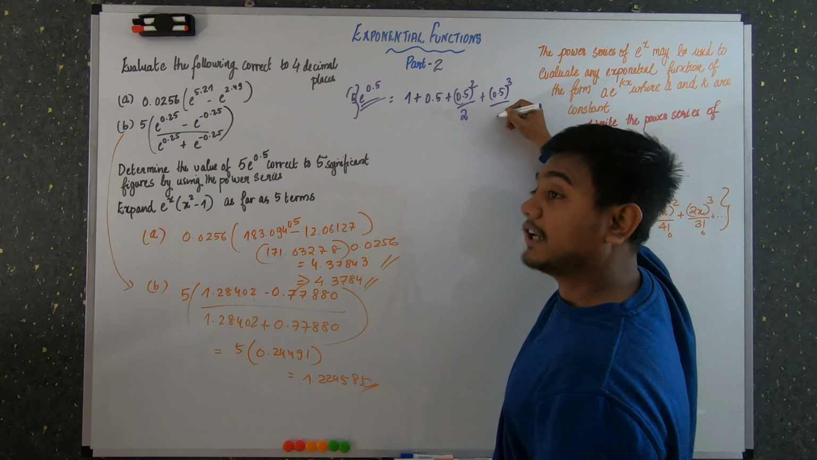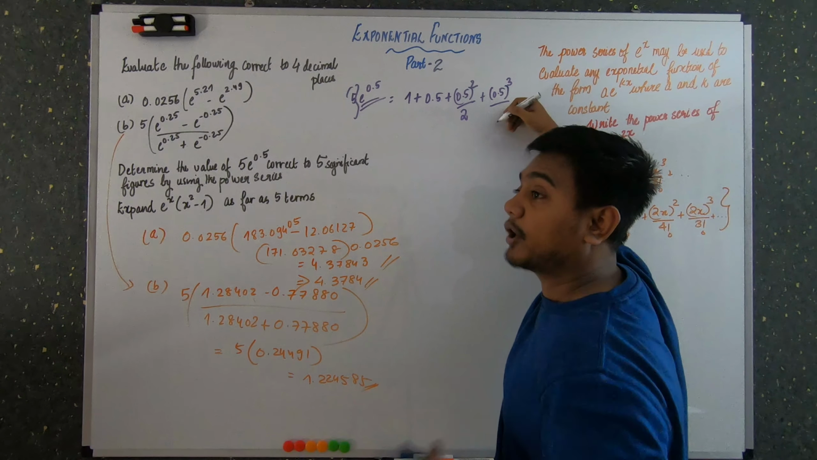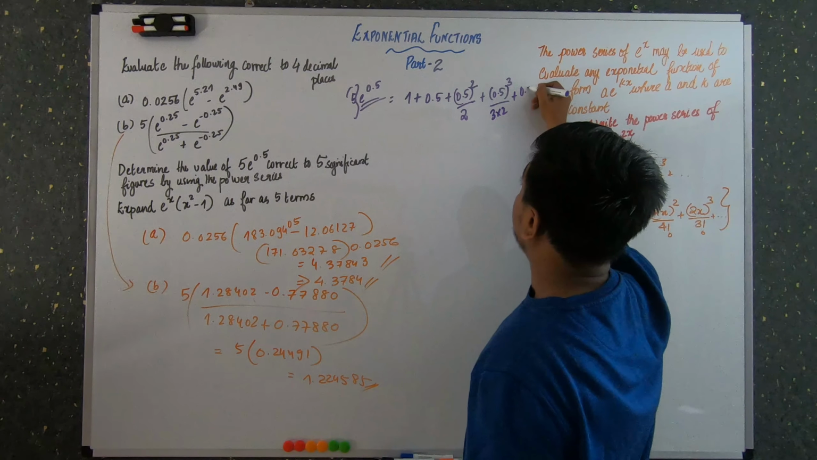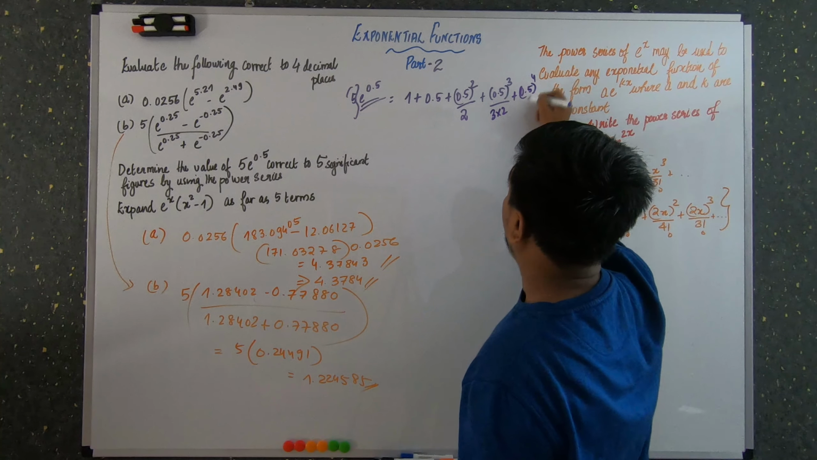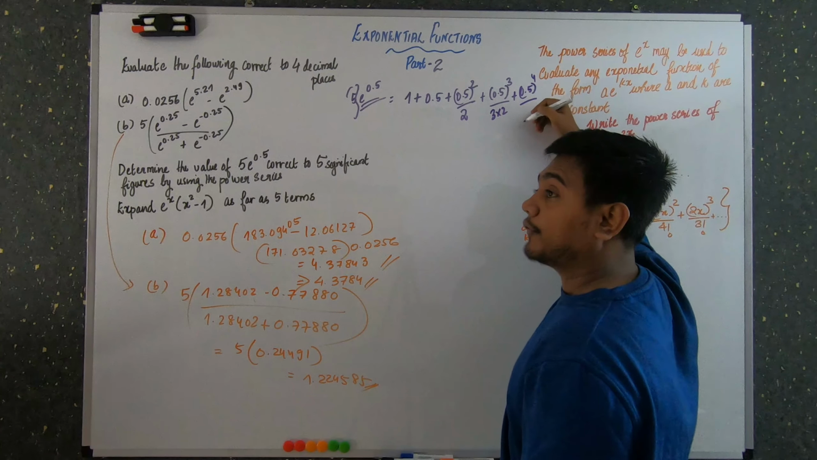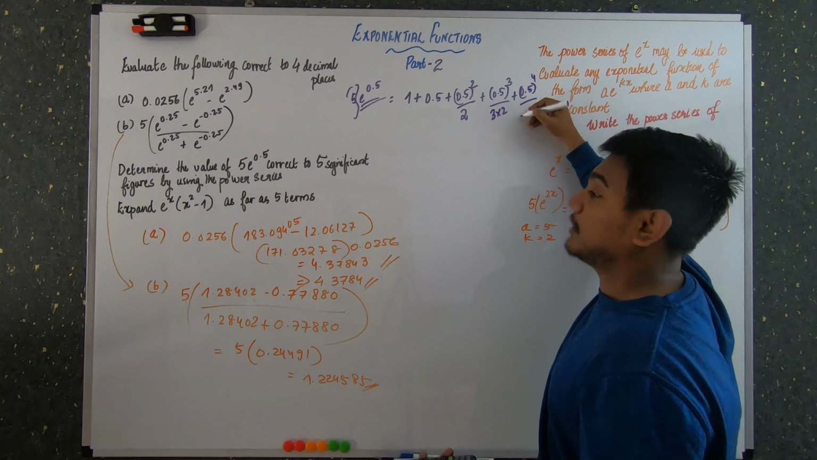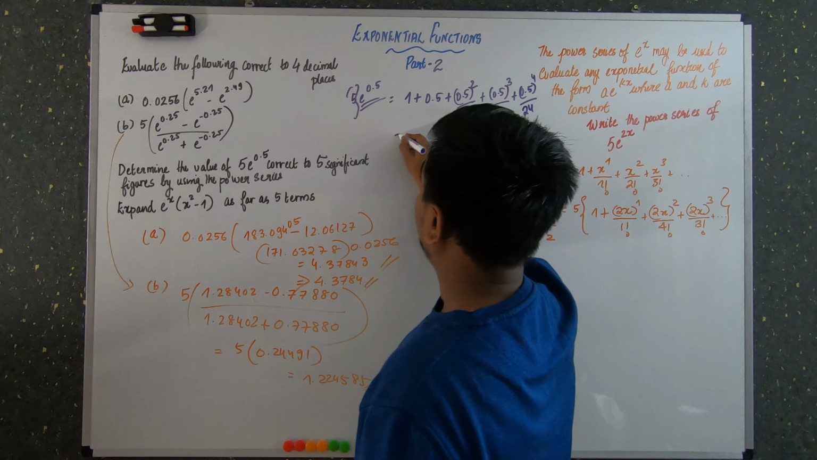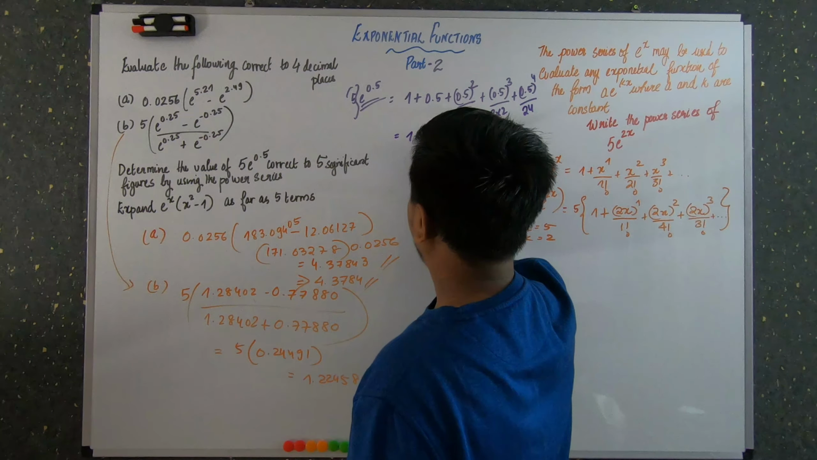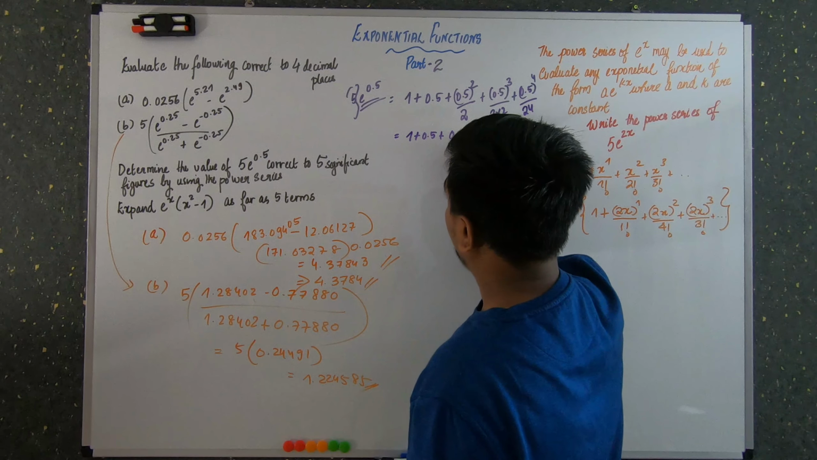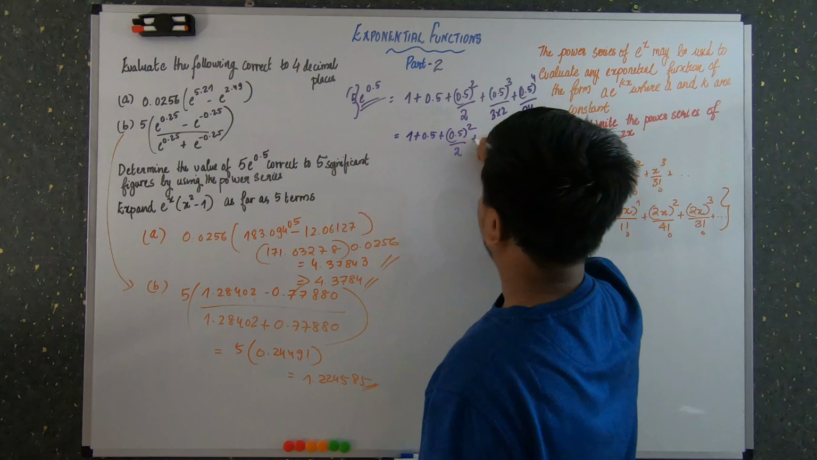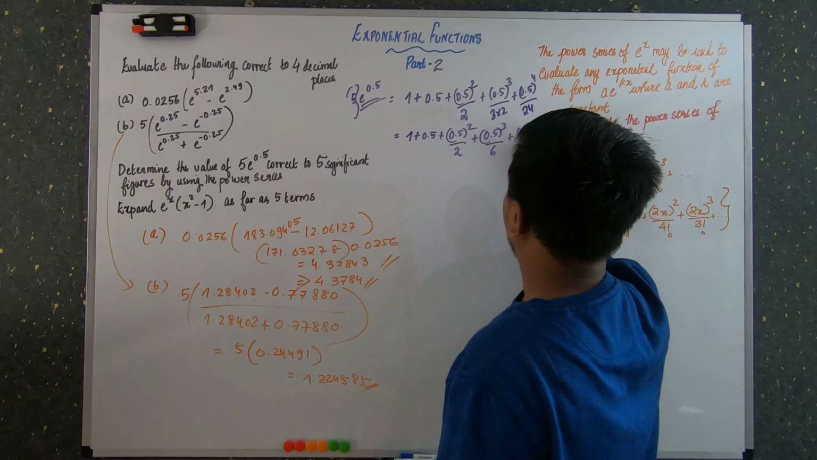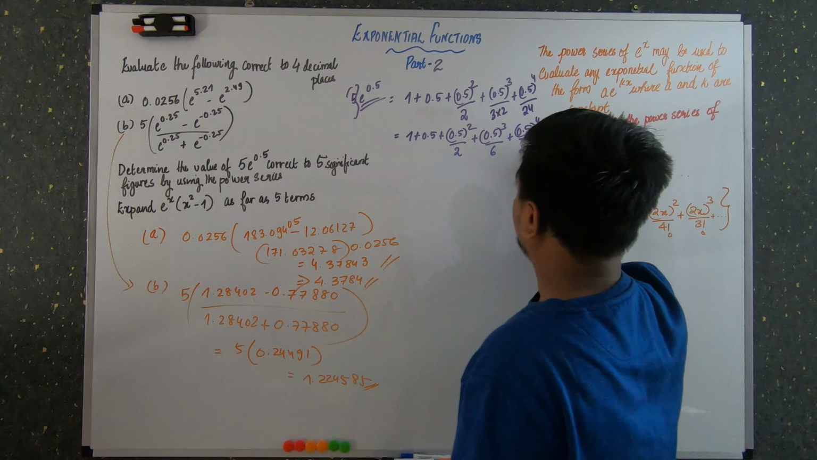3 factorial is 3 into 2 into 1. 3 factorial is the product of the first 3 natural numbers. So 3 into 2. Again, 0.5 whole raised to 4 by 4 factorial. 4 factorial is again the product of the first 4 natural numbers. So what would it be? 4 into 3 into 2, that is 24. Okay, I am rewriting it again. So it would be 1 plus 0.5 plus 0.5 the whole square by 2, plus 0.5 the whole raised to 3 by 6 plus 0.5 the whole raised to 4 by 24.